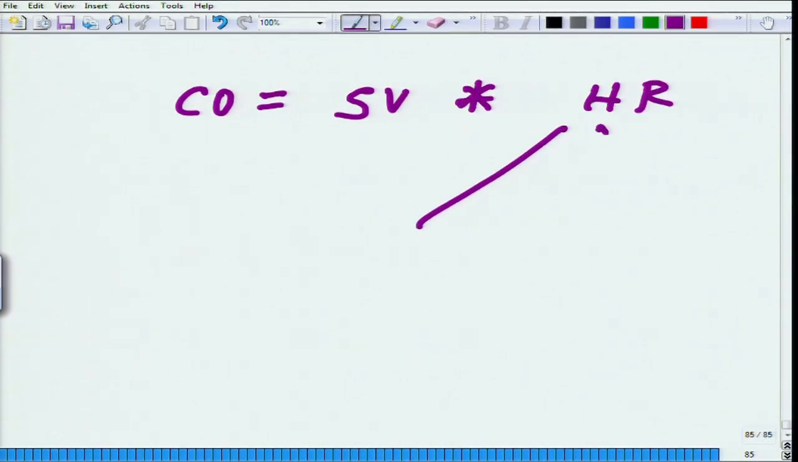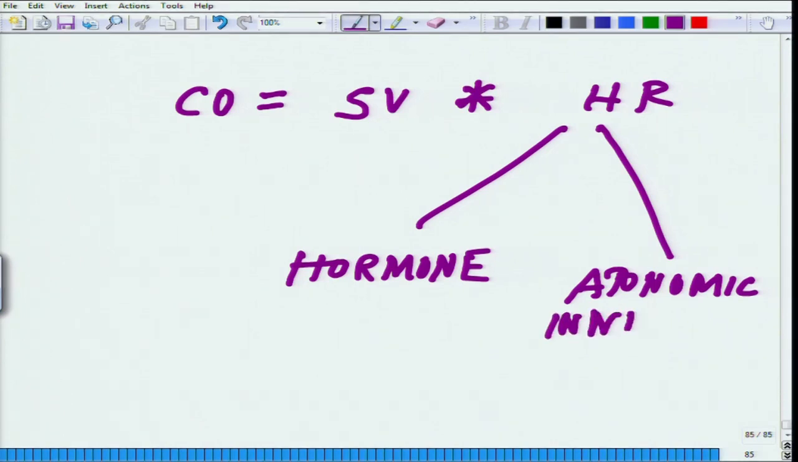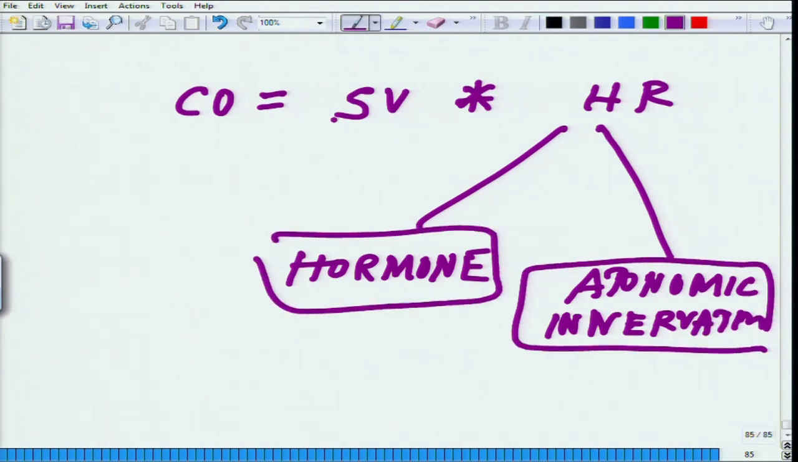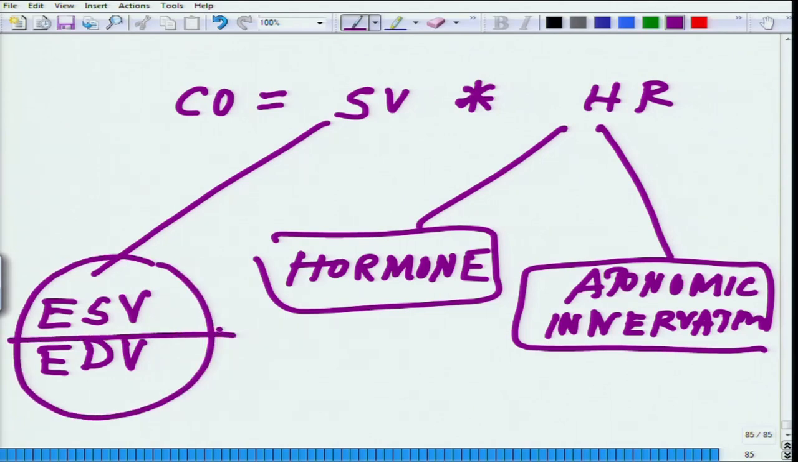So, what are the factors which govern heart rate? As we will be touching on in the endocrine system, there are hormones which regulate heart rate, and there is an autonomic nervous system. At this point we are not discussing it in depth because I have not touched the nervous system. Once I come to the nervous system, I will come back to this. Autonomic innervation is very important for you to understand. And what dictates stroke volume? Stroke volume is dictated by end systolic volume and end diastolic volume. These two are the factors which govern the stroke volume.